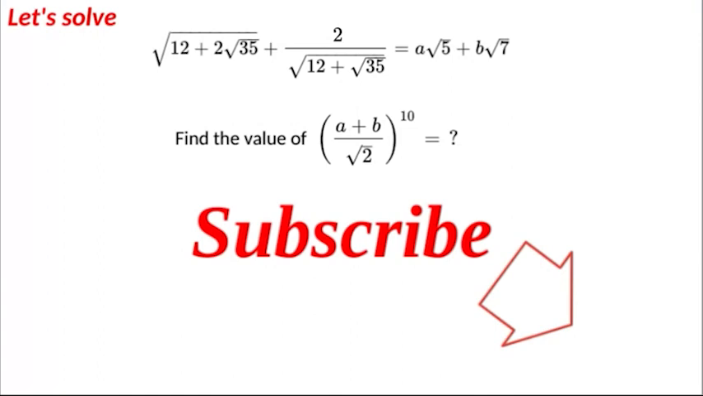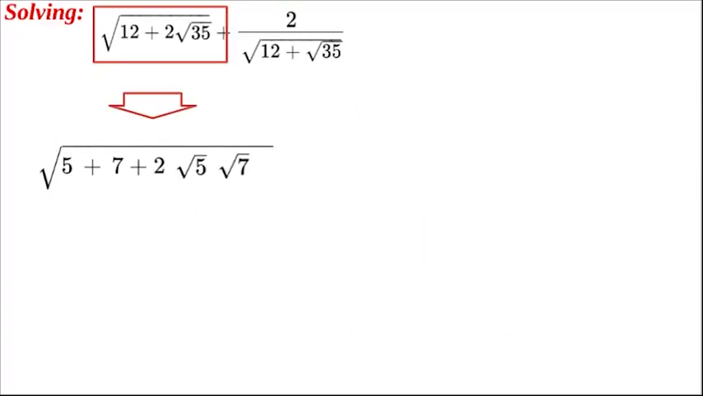So let's get started. Our first step here is to create the 5 and the 7 from the 12. So we're looking for the radicals square root 5 and square root 7. Now we can reformat it as a square, and we can put in the square root of 5 squared plus the square root of 7 squared plus 2 square root 5 square root 7.